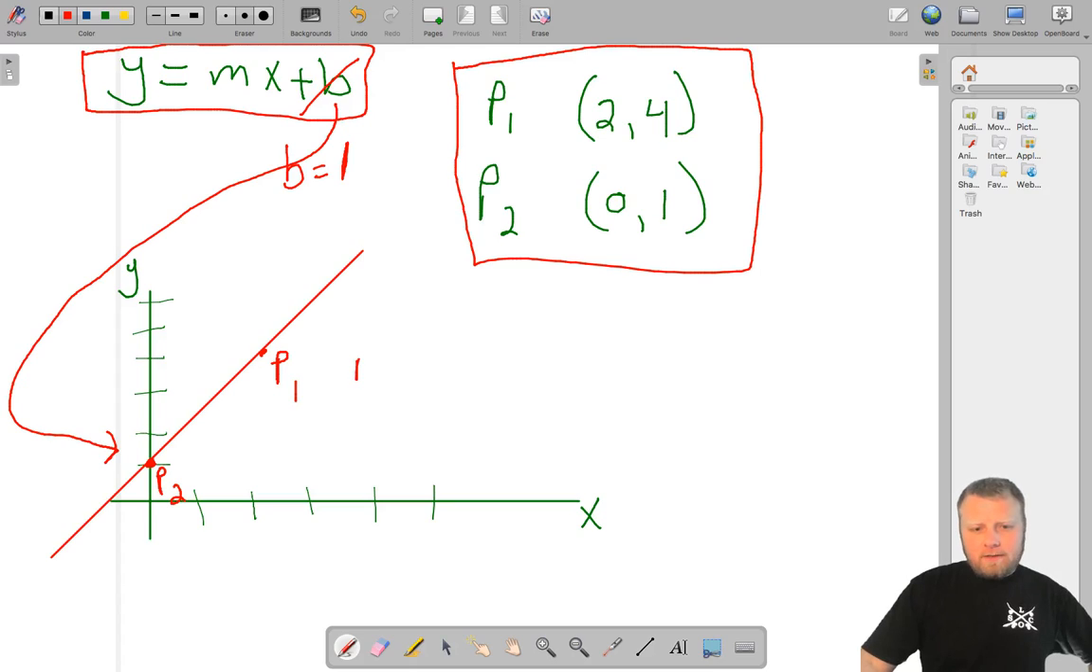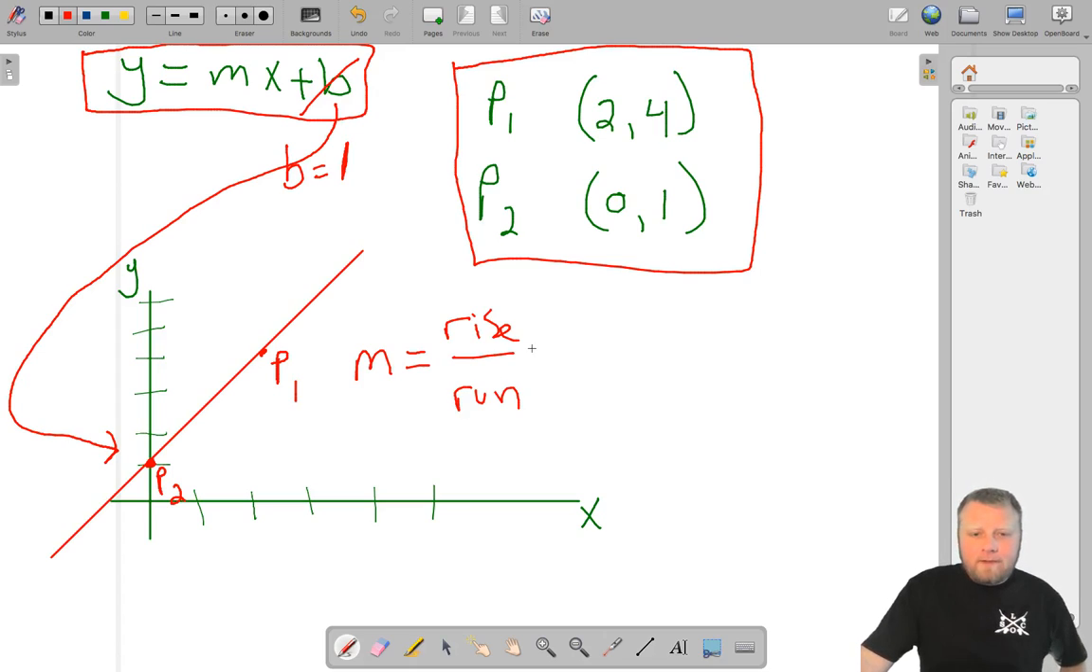Remember what m is? m is equal to rise over run, which means how do I get to the next point on this line? Any point on the line. But it also equals something else from our last video. It equals the distance between P1 and P2 going up and the distance between P1 and P2 going right or left. It doesn't matter which direction. So let's figure out that distance now.